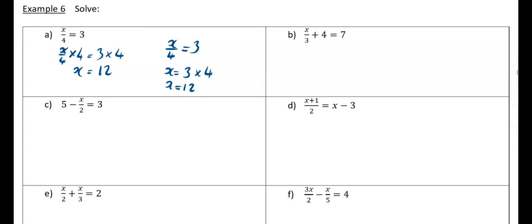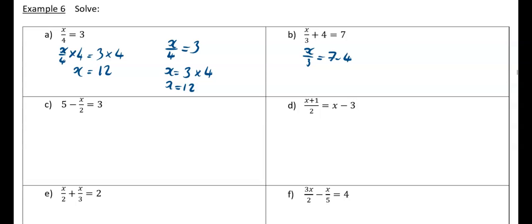Okay, in this question B, we've got two things going on here. It's a wee bit different. The first thing, and this is important, the first thing that's happening to the x is it's being divided by 3, and then what's happening is we're adding 4. So the first thing you have to reverse is adding 4. So what's the opposite of adding 4? It's taking away 4. So that add 4 goes across, and it becomes minus 4.